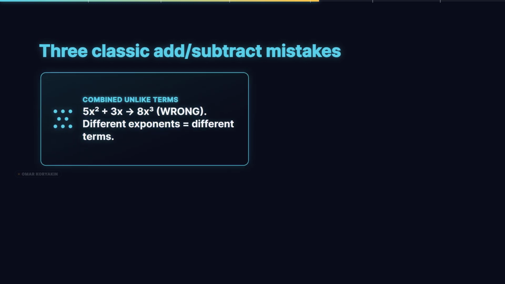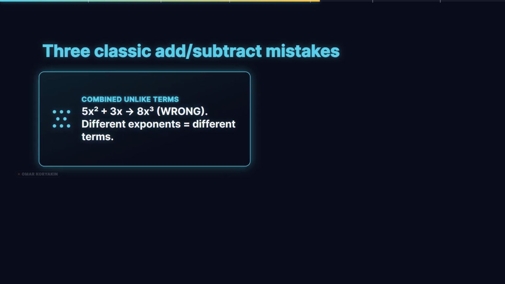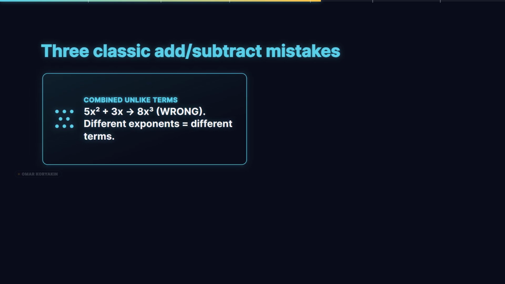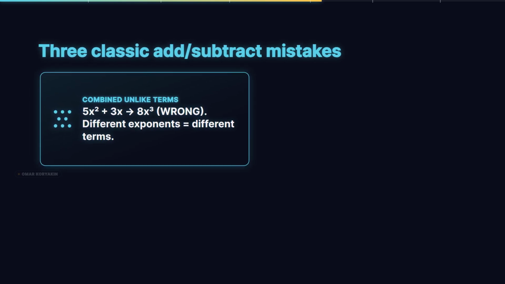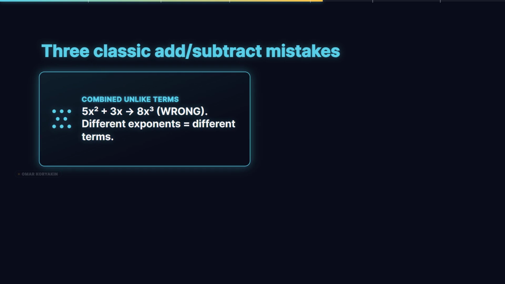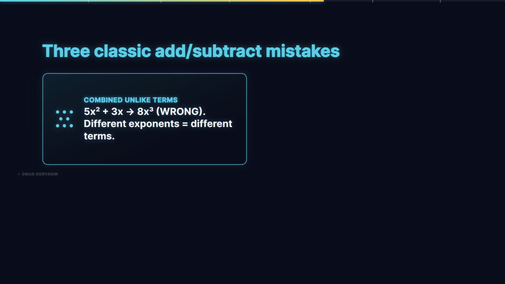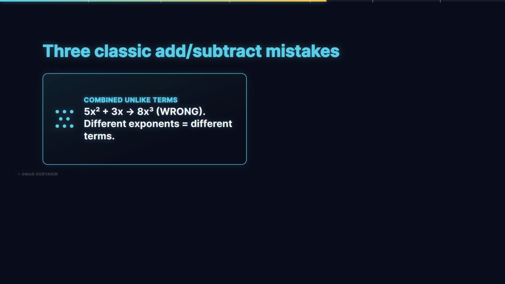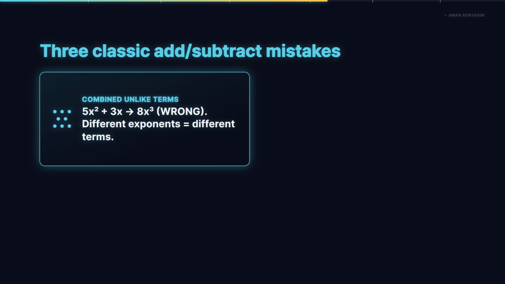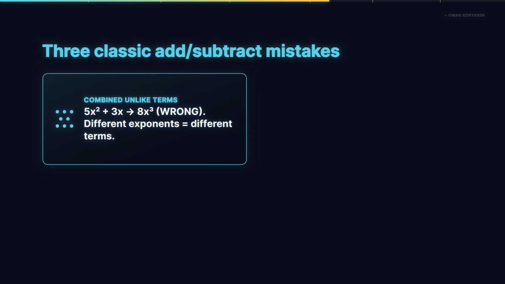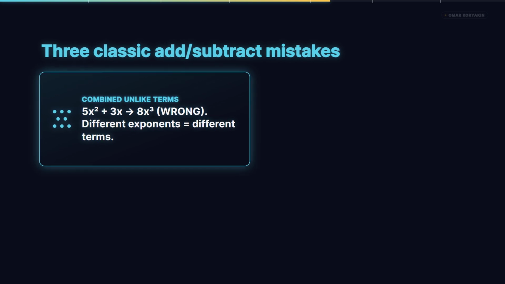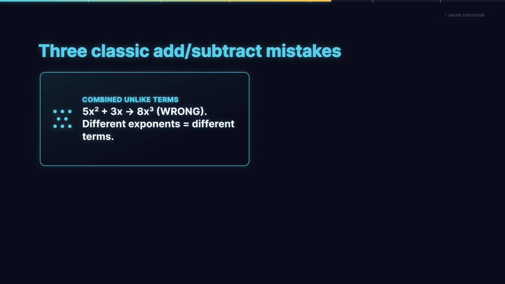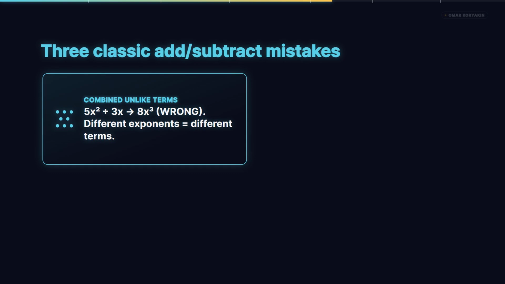First mistake: combining terms that are not like terms. A student looks at 5x squared plus 3x and writes the answer as 8x cubed, somehow combining a degree 2 term and a degree 1 term into a degree 3 term. The mistake violates the like terms rule entirely. Terms with different exponents cannot be combined. The correct answer to 5x squared plus 3x is just 5x squared plus 3x unchanged, because no combining is possible.